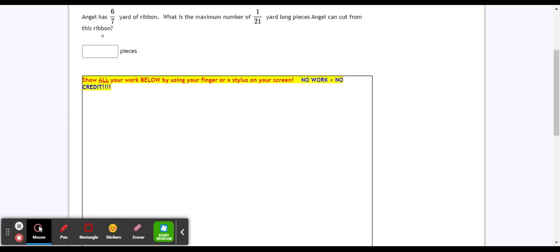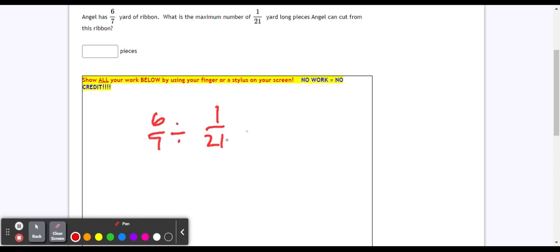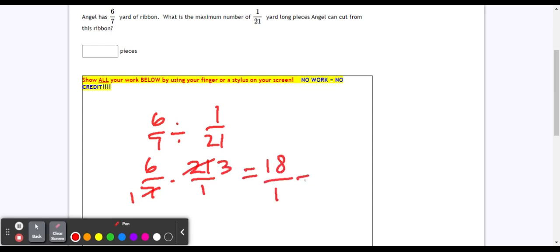Next, what's the maximum number of 1/21ths? If it's 6/7 yard of ribbon, and the maximum number is how many 1/21st fit into 6/7? So that's 6/7 divided by 1/21st. So that's 6/7 times 21 over 1. And nicely we can cross cancel. Divide these both by 7. And 6 times 3 is 18 over 1, which is 18. So this should be 18.